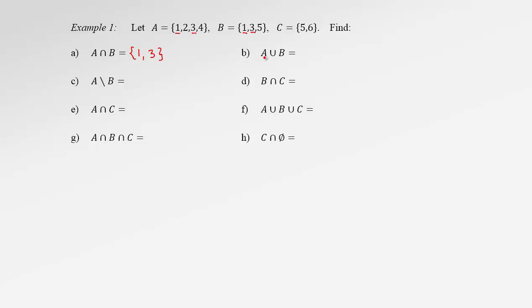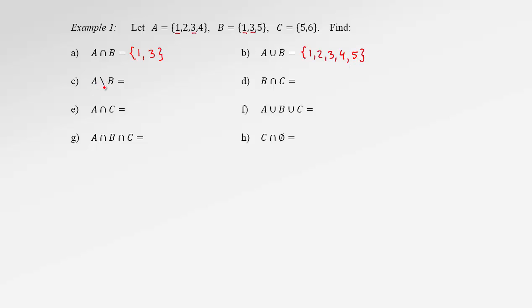In example B, we are asked for the sum, the union of A and B. That means we need to list all elements that are either in A or in B. Okay, we can go 1, 2, 3, 4, that's for sure, because those points are in A. And what else do we need to take from B? 1 is already taken, 3 is taken, but 5 wasn't, so we need to include 5 in this set.